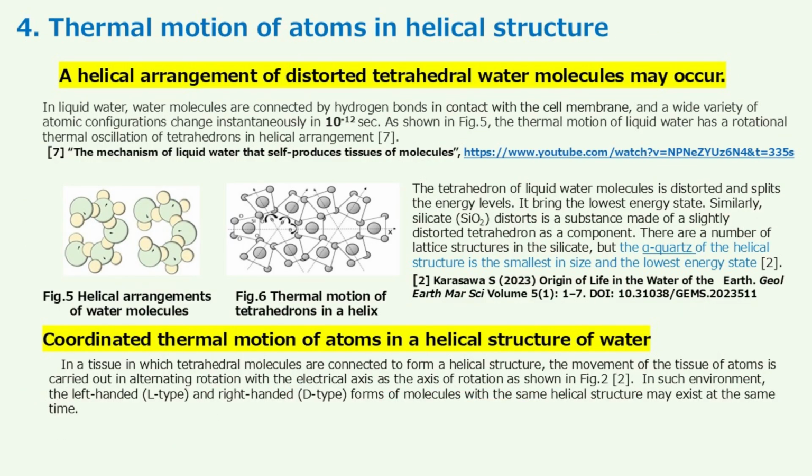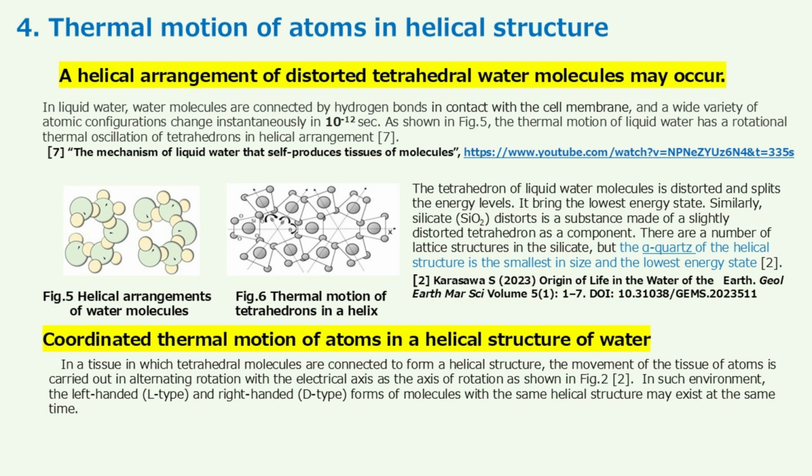Thermal motion of atoms in helical structure. A helical arrangement of distorted tetrahedral water molecules may occur. In liquid water, water molecules are connected by hydrogen bonds in contact with the cell membrane, and a wide variety of atomic configurations change instantaneously in the order of 10 to the power of -12 seconds. As shown in Fig. 5, the thermal motion of liquid water has a rotational thermal oscillation of tetrahedrons in helical arrangement. The tetrahedron of liquid water molecules is distorted and splits the energy levels. It brings the lowest energy state.